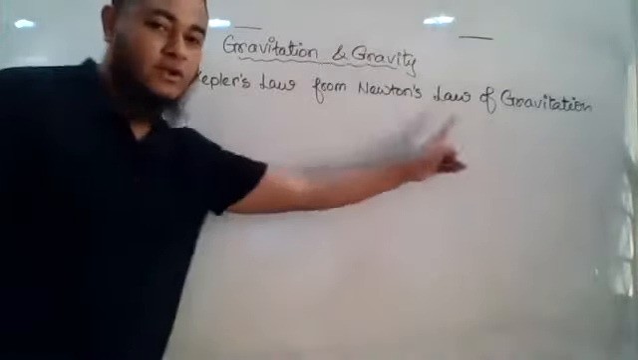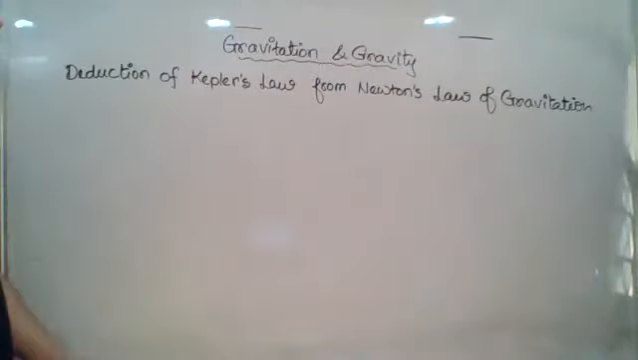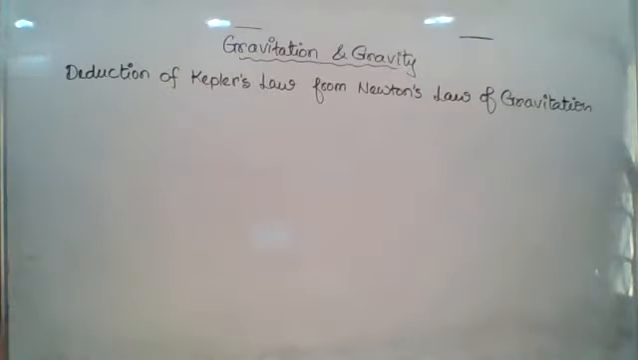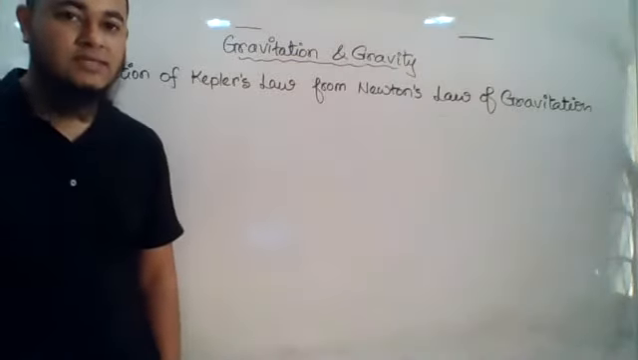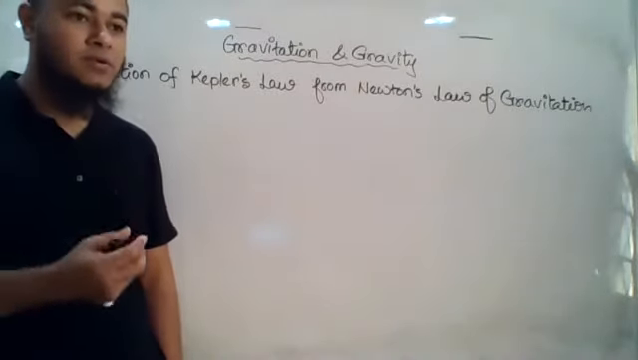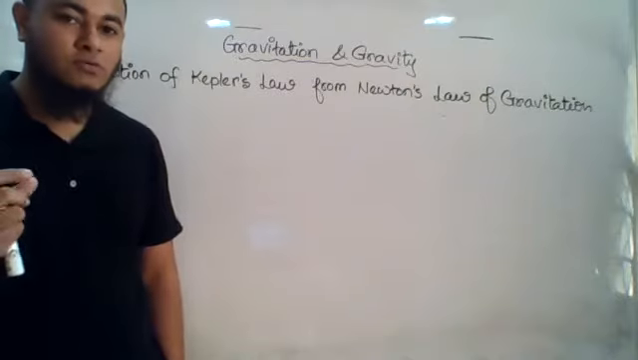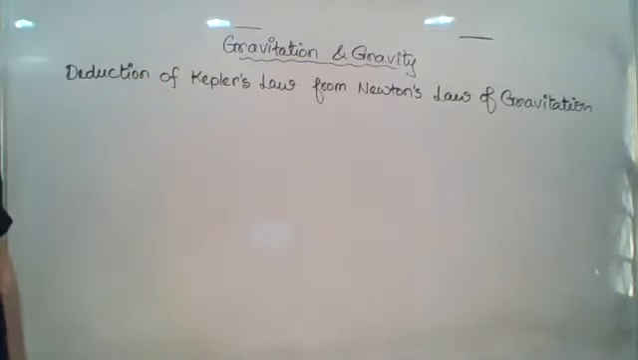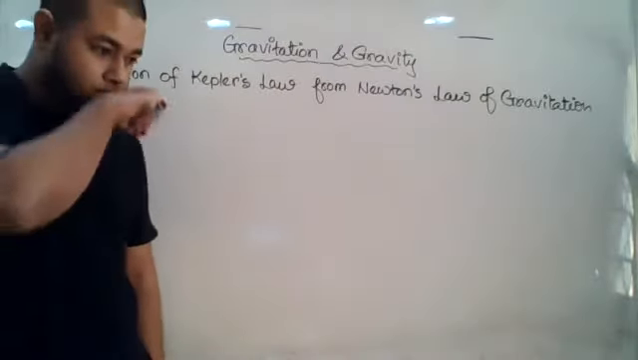In the last class, the first class of this chapter, gravitation and gravity, we studied Newton's law of gravitation, and we also got to know about the three laws of Kepler, right? Out of these three laws, the third law says that the square of the time period will be proportional to the cube of the semi-major axis, right? T square is proportional to a cube. This is what we got to know.